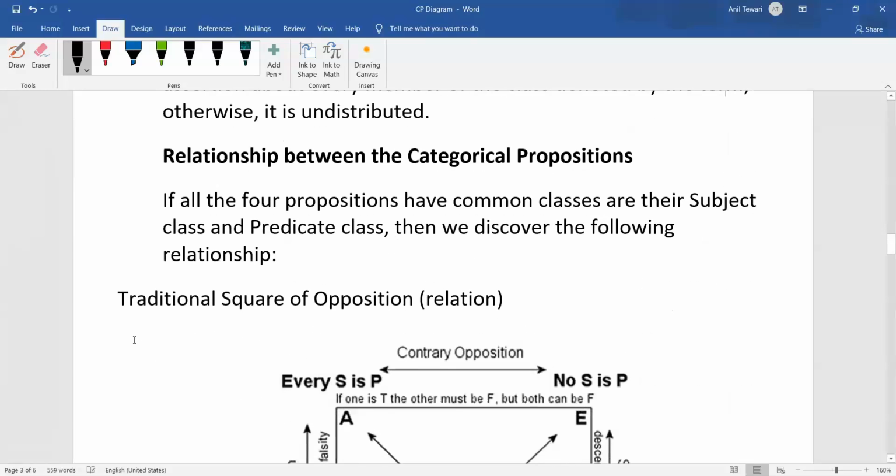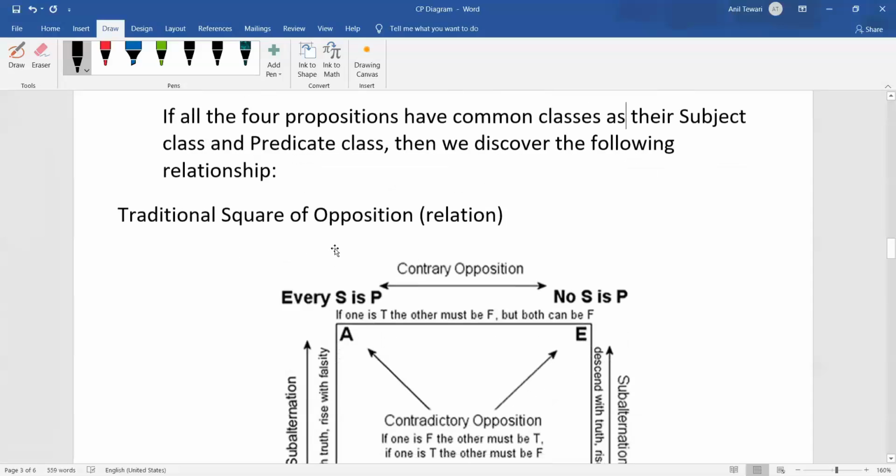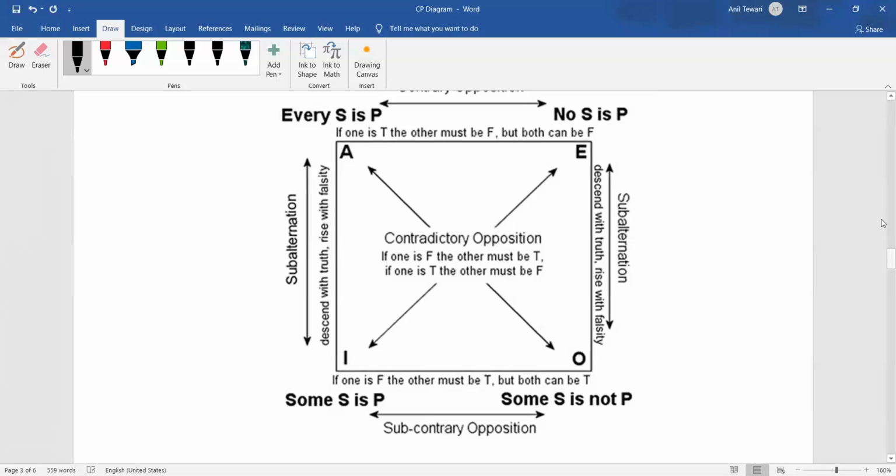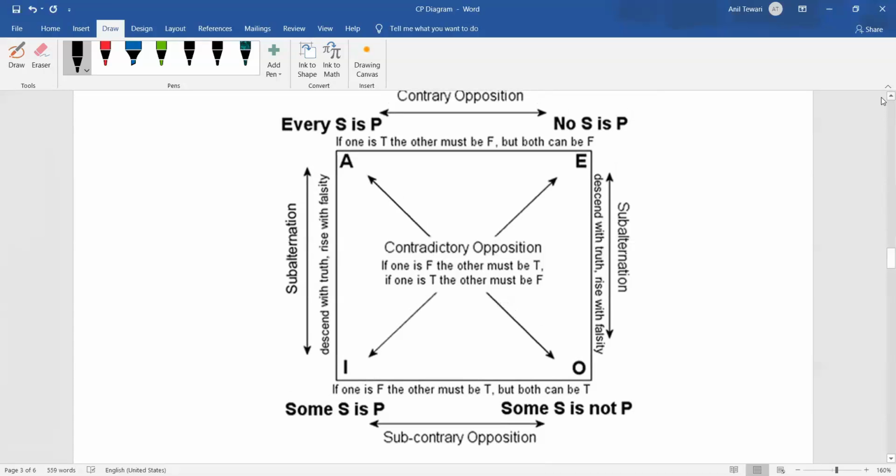Now, suppose we are talking about subject and predicate terms, and we have the same class for the subject term and the other class for the predicate term for all four propositions. If all four propositions have common classes as their subject class and predicate class, then we discover a relationship between all four propositions. So what is the relationship? That we will try to understand today.